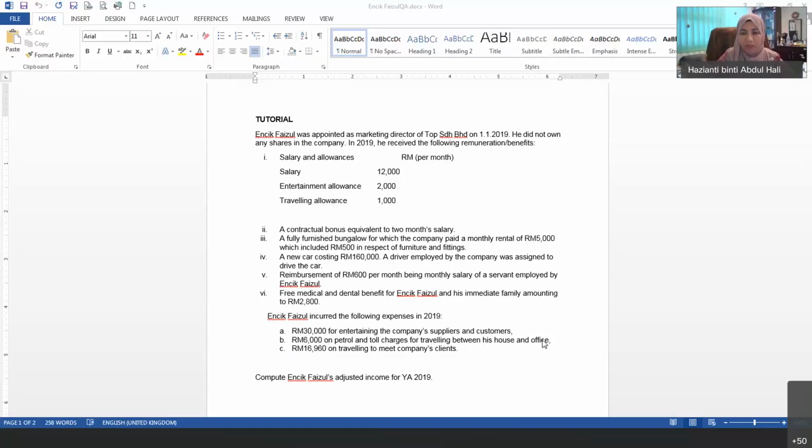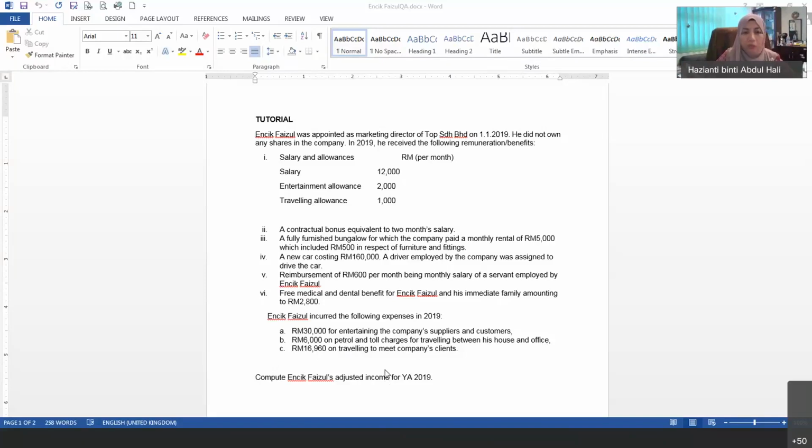I remember this question last week. Someone asked me about the travelling expenses from house to office. So this is how you answer the question. And 16,960 on travelling to meet the company's clients. So you have to compute Encik Faizul's adjusted income for year of assessment 2019.